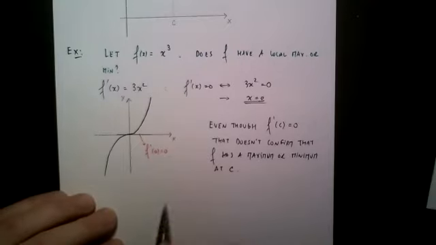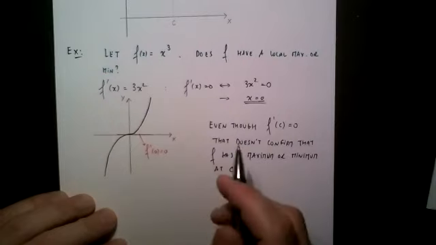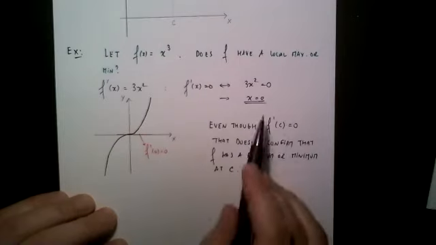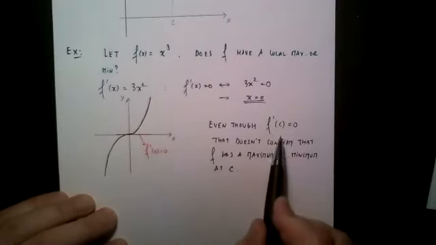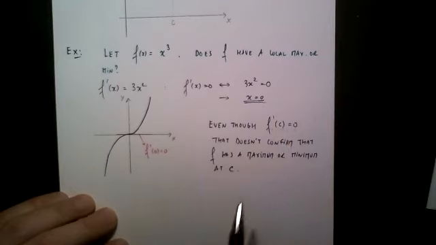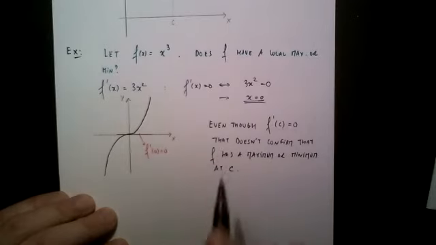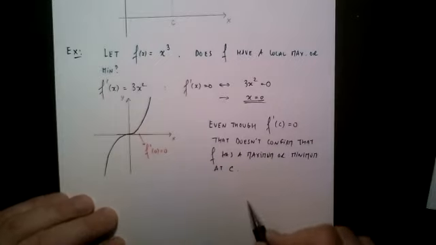From this example, what I want you to pull from this example is that the fact that f prime is 0 does not guarantee that you have a max or min. But if you have a max or a min and the function is differentiable, the derivative exists, then for sure it's 0. You cannot have a maximum or a minimum with a derivative that's not 0.